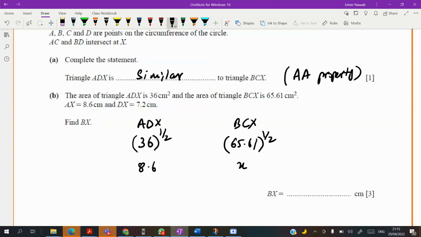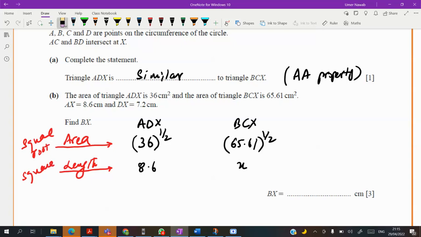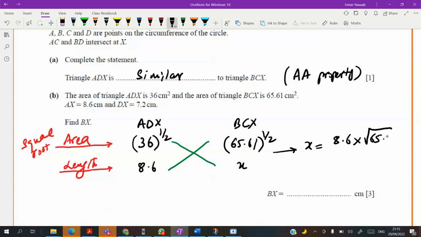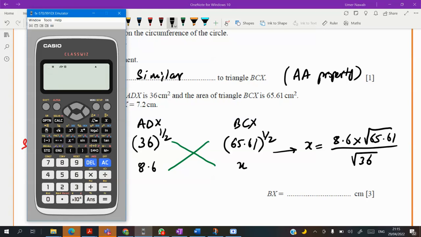If the lengths are to be found and you have been given the areas, then on the area ratios you always put a square root. It is the ratio of areas, and this is the ratio of the lengths, so you need to put square roots on them. But if the lengths are given, you always put squares on them. So we put the square root on them and do the cross multiplication. Let me get the value of x from here. x is equal to 8.6 into the square root of 65.61 divided by the square root of 36. Let us write it together.